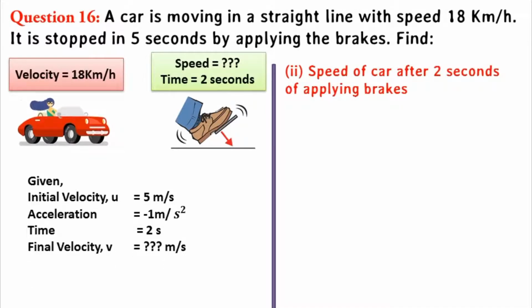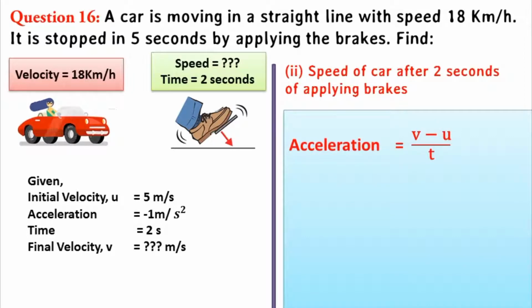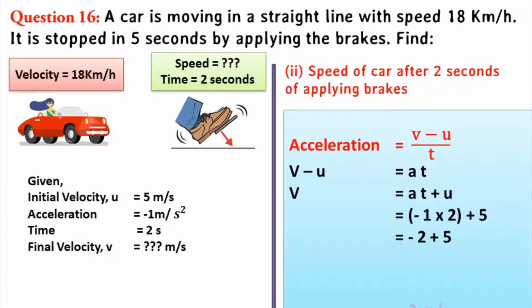So in the formula, acceleration is equal to v minus u divided by t. Changing the subject to v, v is equal to at plus u, and substituting the values, we will get v is equal to minus 1 into 2 plus 5. Minus 1 into 2 is minus 2 plus 5, which is equal to 3 meter per second.